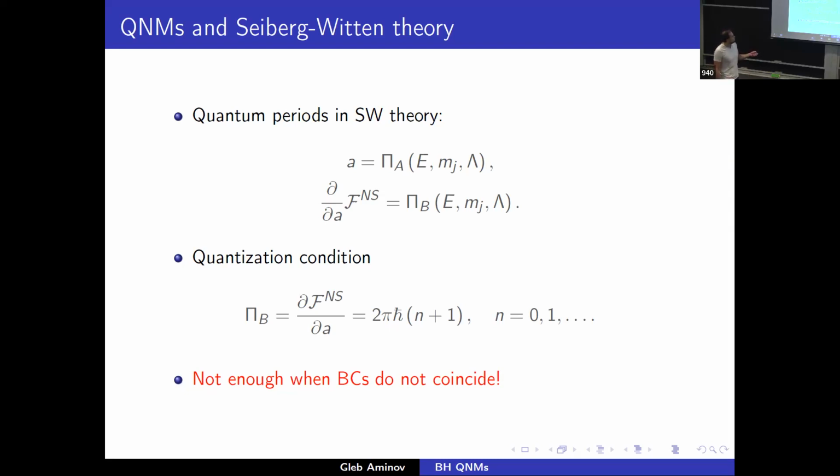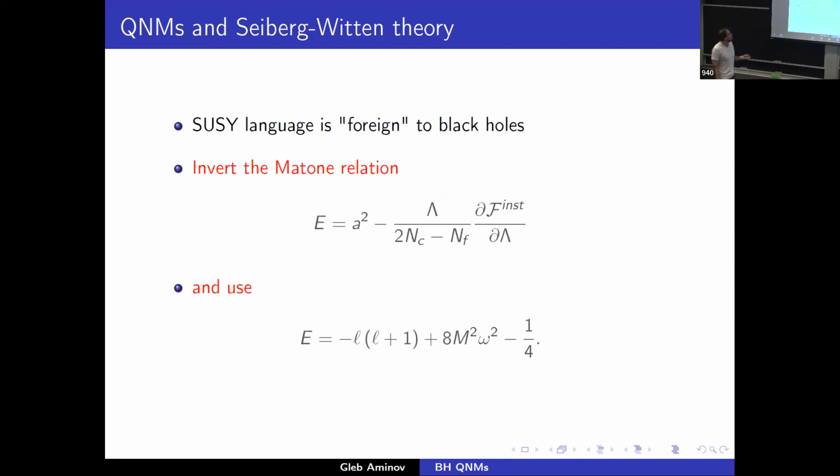But this thing is not enough. So for this B period, you have the function, you plug it in, you do everything. If the boundary conditions don't coincide between the quantum mechanics part and the gravity part, this is not enough. That's what we're going to learn.